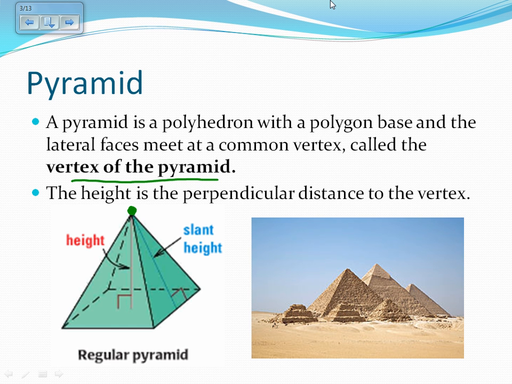The other height that we have is the slant height. The slant height is the distance, the height of one of the sides. So you go to the middle of one of your faces and go up to the vertex, okay?